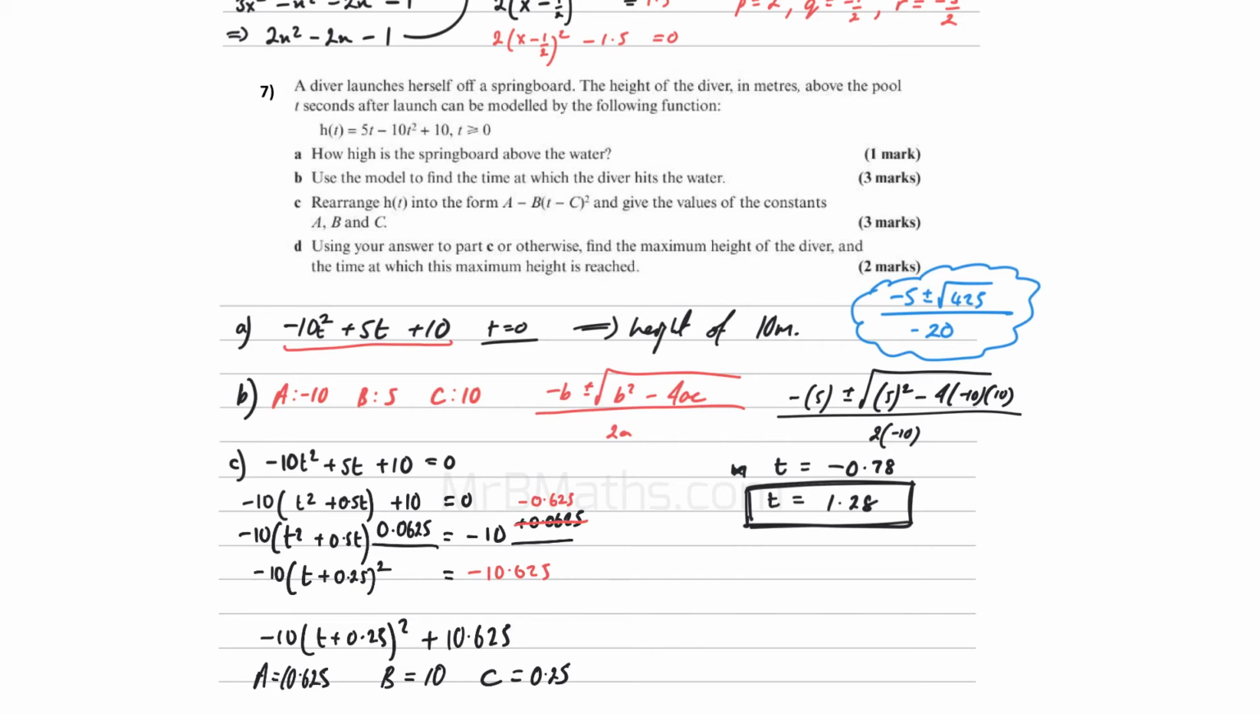Going to answer D, maximum height of the diver and the time. So if we look at this, what we've got, our vertex, we would have a height of 10.625, and the time would be at t equals 0.25 seconds. This is for D.